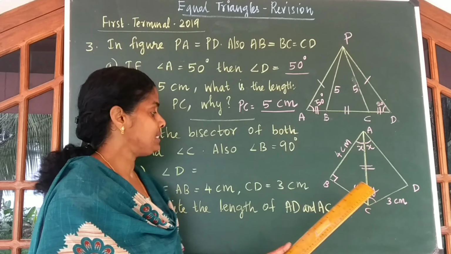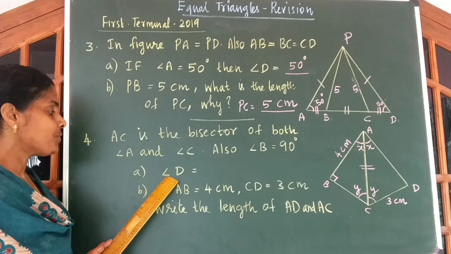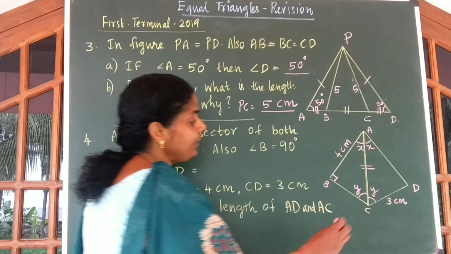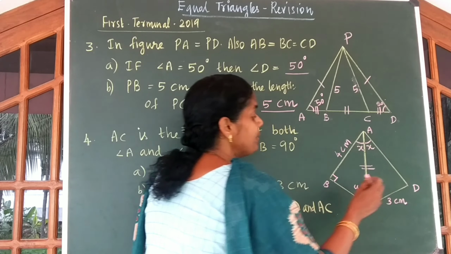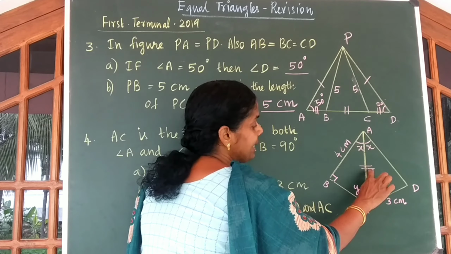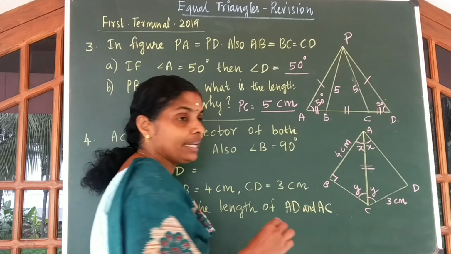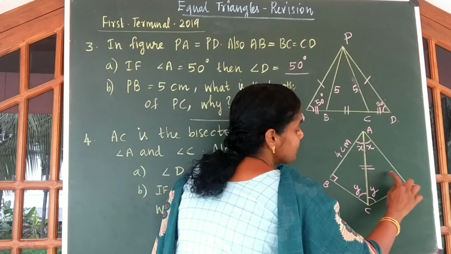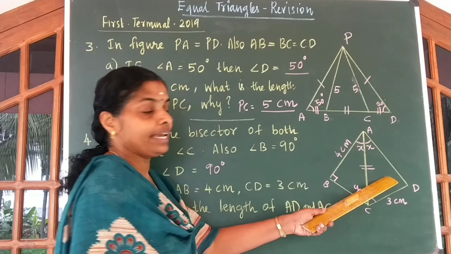Now come to the question. First question, angle D is equal to. Now what is angle D? So what can you say about angle D? Opposite to the equal side, we have 90 degree. So we can say opposite to this equal side, we get 90 degree in the second triangle.